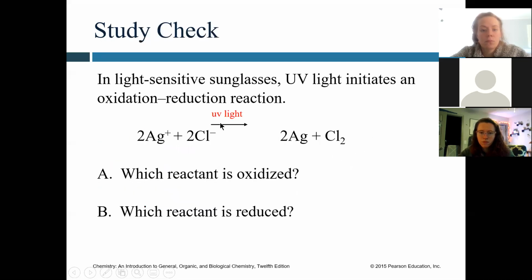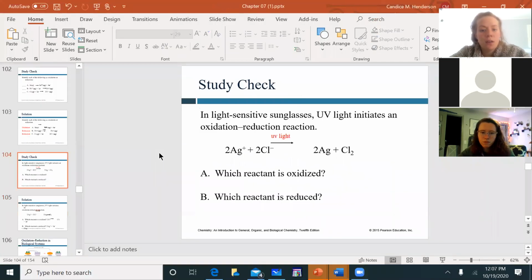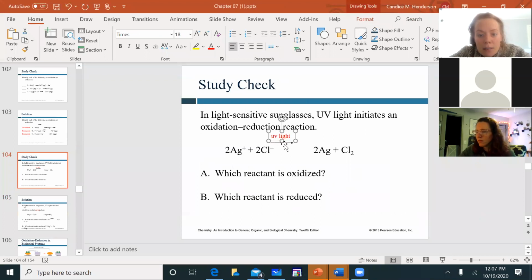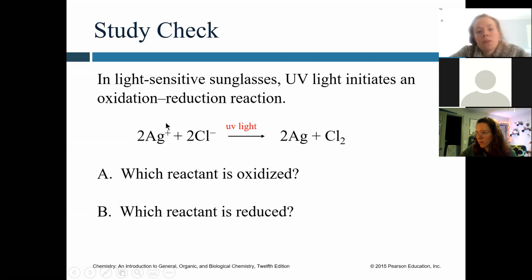So looking at this equation, I want you to tell me what material in it is being oxidized and what material is being reduced. So we've got silver with a plus charge and chlorine with a minus charge. We put UV light on it and we get silver with a 0 charge and chlorine with a 0 charge. So I want you to tell me which of the two, the silver or the chlorine, is being oxidized and which of them is being reduced.